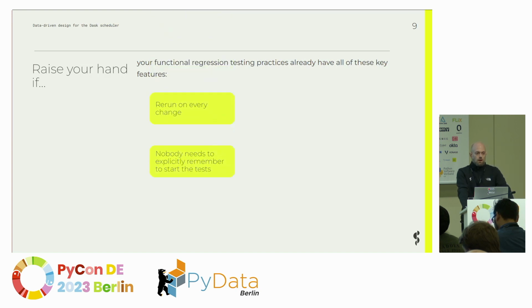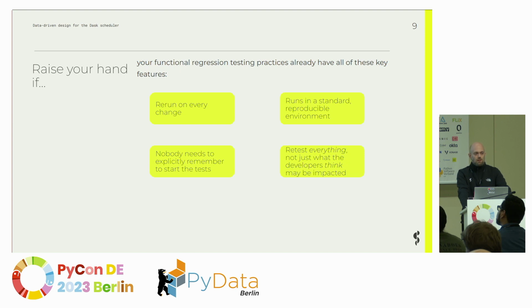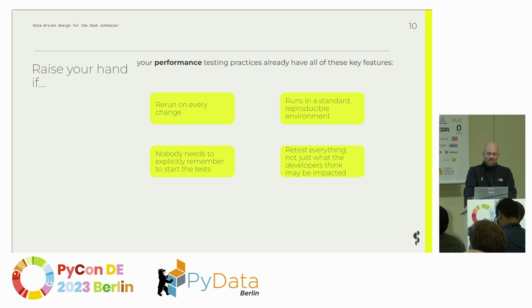So, in this room, who does this for functional regression testing? Raise your hand. OK. As expected, most of the room. Now, when it comes to performance, so not testing what comes out, but how fast it comes out, who does it? 1, 2, 3. Well, more than I expected, actually. So performance regression testing is painful, frequently, and also very necessary.